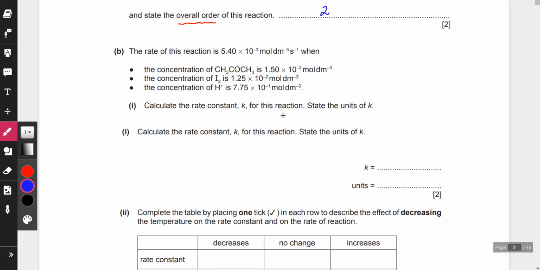Now the next part of the question is the rate of this reaction is 5.4 times 10 power minus 3 mole per dm cube per second when. So they've given us the rate of the reaction. They've given us the concentration of the reactants, the three of them, and they're asking us to calculate the rate constant and state the units of K.